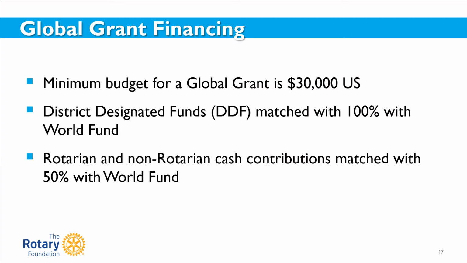As to global grant financing, the minimum total budget for a global grant is $30,000 US. With only a couple of exceptions, the grant must also ask for at least $15,000 US in matching funds from the Rotary Foundation. Clubs and districts can contribute to the financing of a global grant by using district designated funds, which are matched dollar for dollar by the Foundation's World Fund.